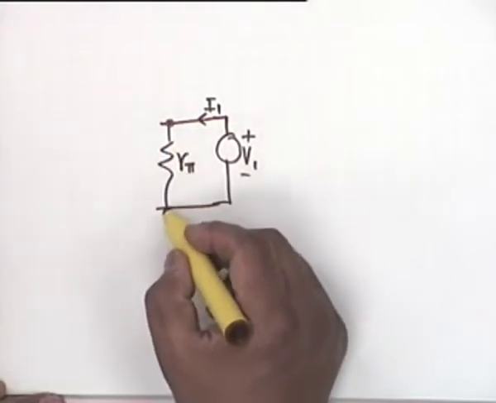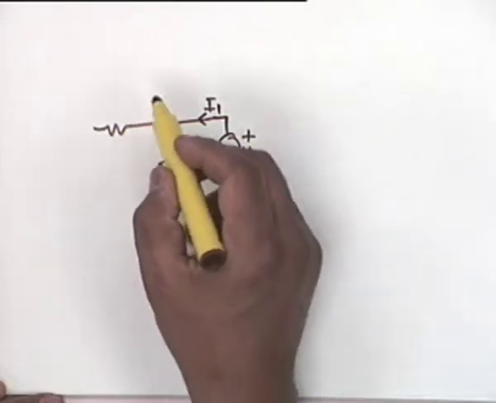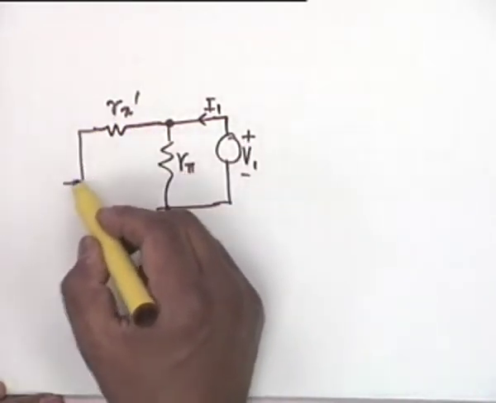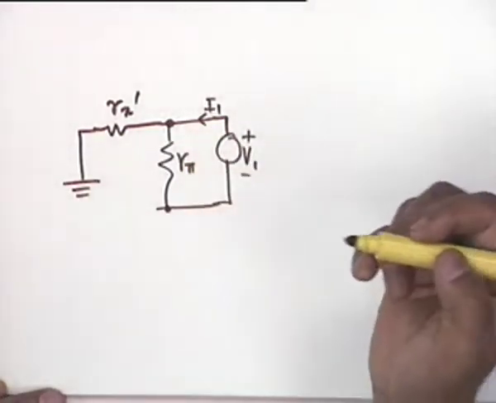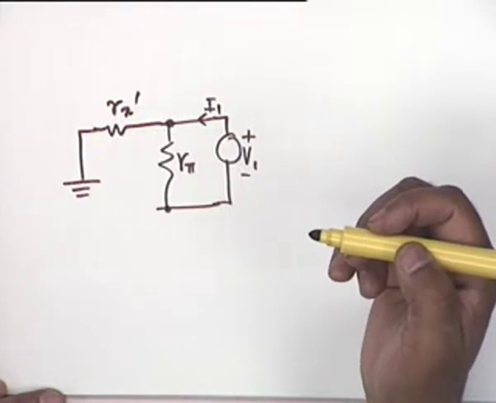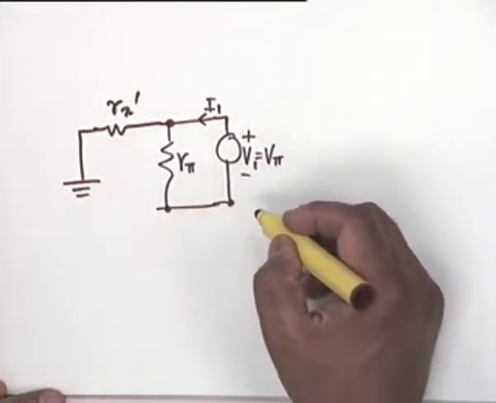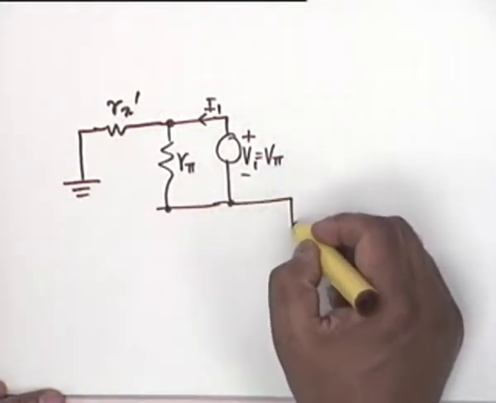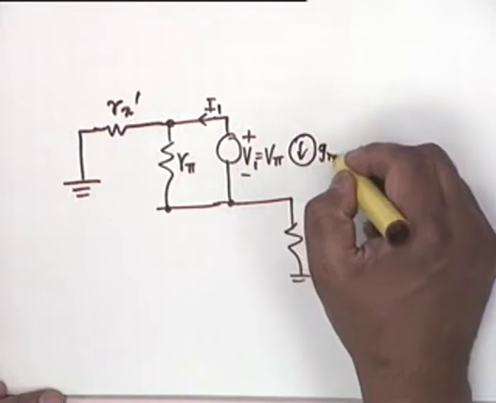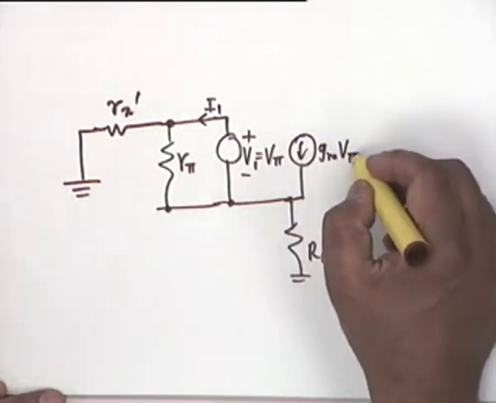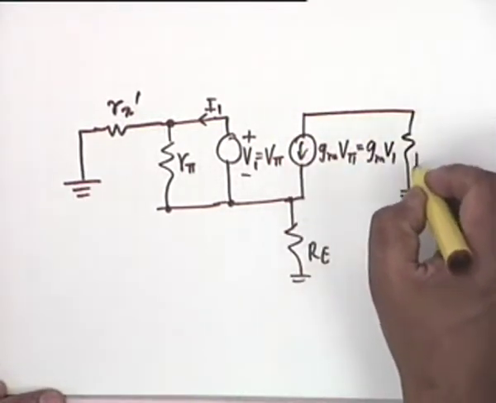Okay. So, what it sees first is a parallel R pi and then an Rx prime which goes to ground. The voltage across R pi is V pi, therefore V1 is equal to V pi. Agreed? That identification is easy. Then we have the resistance Re and the current is GMV pi, which is the same as GMV1, and this goes to ground through RL.